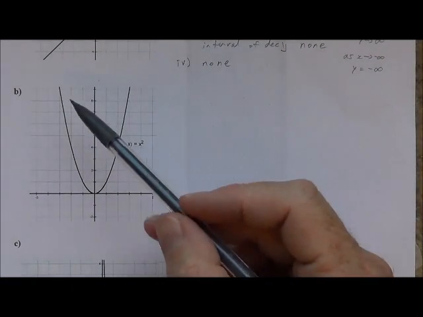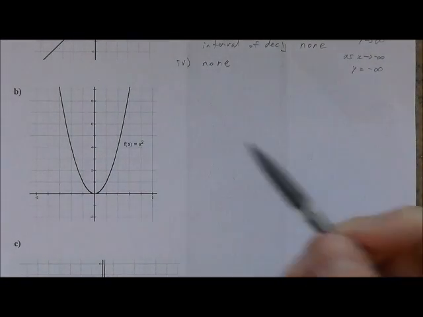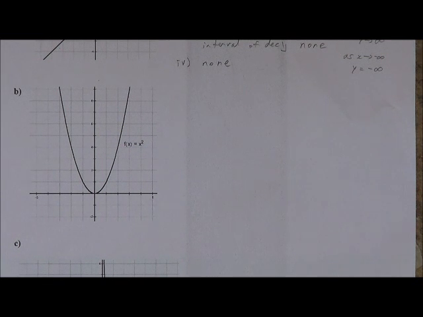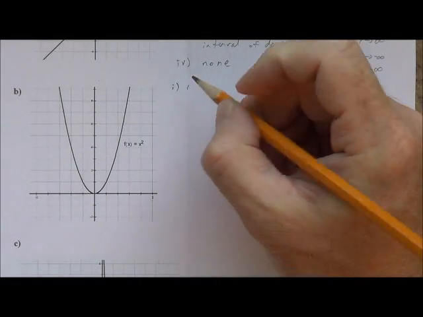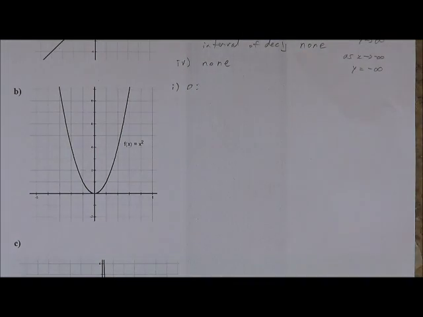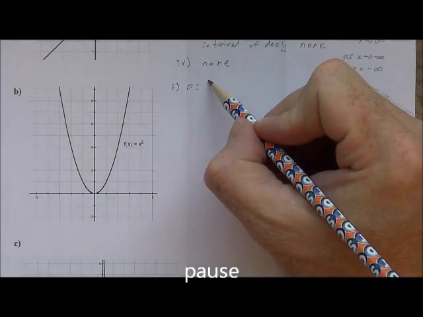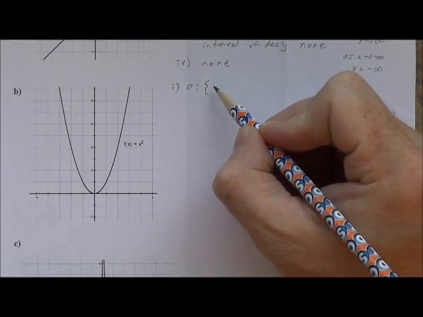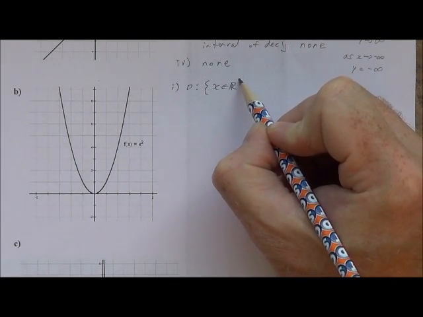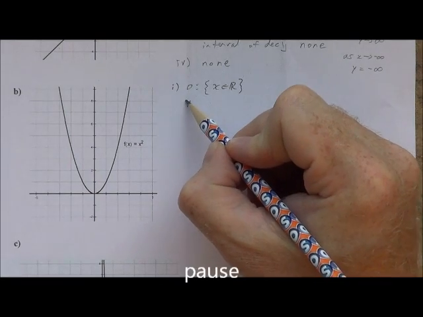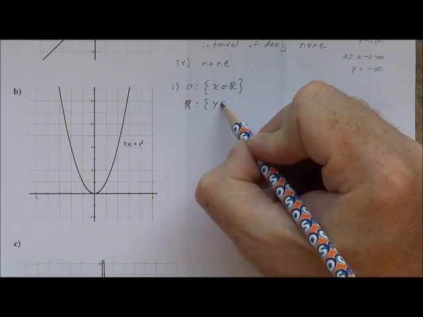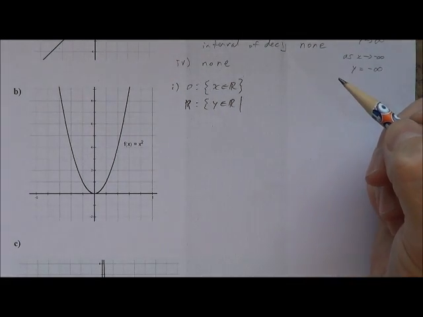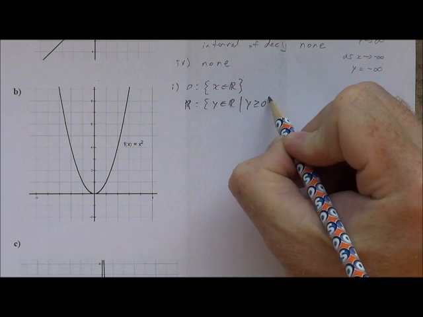And we see that we have a parabola with the vertex at the origin. And so we'll go through the same things again, the domain and range. Pencil is about to break there. So the domain, x is an element of all real numbers. The range, y is an element of all real numbers such that y is greater than or equal to 0.